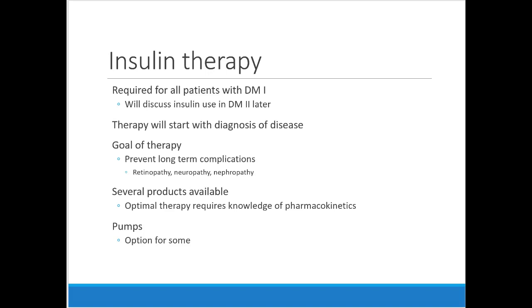So insulin therapy, there's a lot of different products available. If you're type 1, you're going to start insulin therapy immediately. If you're type 2, insulin therapy is usually not started unless you want to really aggressively manage the patient. So if they're very out of control, you might go to insulin therapy right away. If they're not, you're probably going to reserve it to later. There's a lot of different products available.